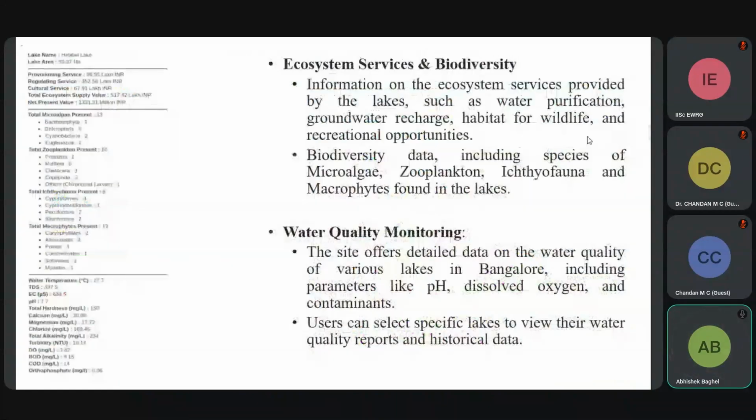Firstly, the ecosystem services and biodiversity. In this, you can see the provisional services, regulating services, cultural services. This is for Hebbal Lake. The services and how much are they valued at? TESV, MPV, in million INRs. Then the biodiversity: microalgae, zooplankton, ethiofauna, fishes, microphytes, and then coming to the water quality, water temperature, TDS, EC, pH, total hardness, all of the data is present.